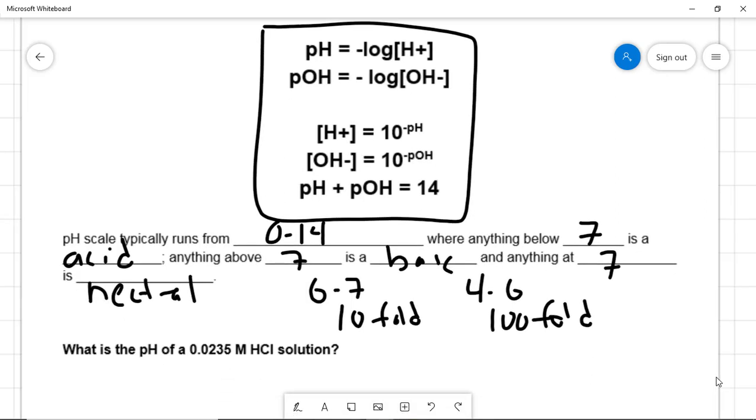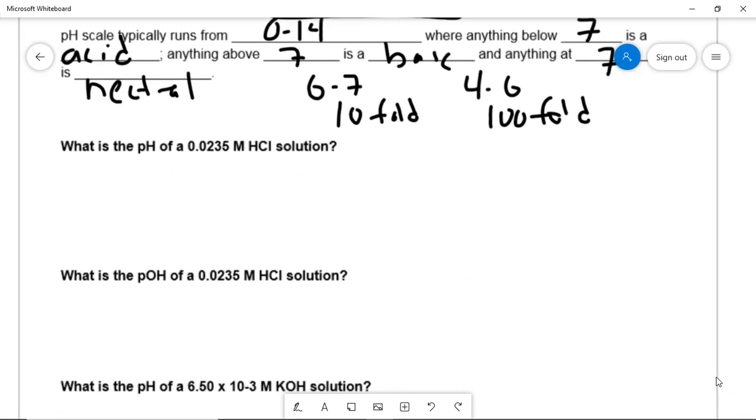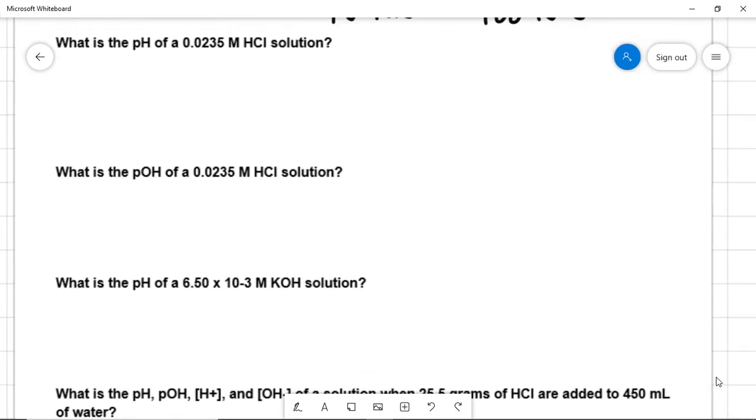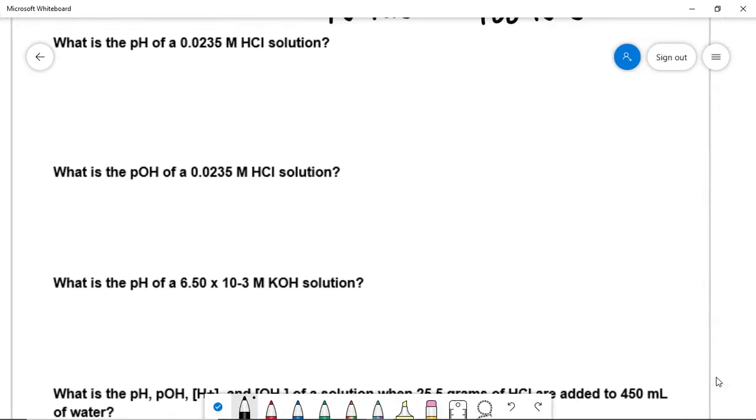So let's do a couple of practice problems, and then we will call it a day. All right? Let's take a look here. What is the pH of a 0.0235 molar HCl solution? Well, let's think about what we're looking for here. We're trying to solve for pH, so we have all those formulas there. We're given the concentration of HCl. Remember, everything I'm going to give you is strong for the time being. We'll study weak acids and things like that when we get to AP Chem. But this is the same as the concentration of H, right?